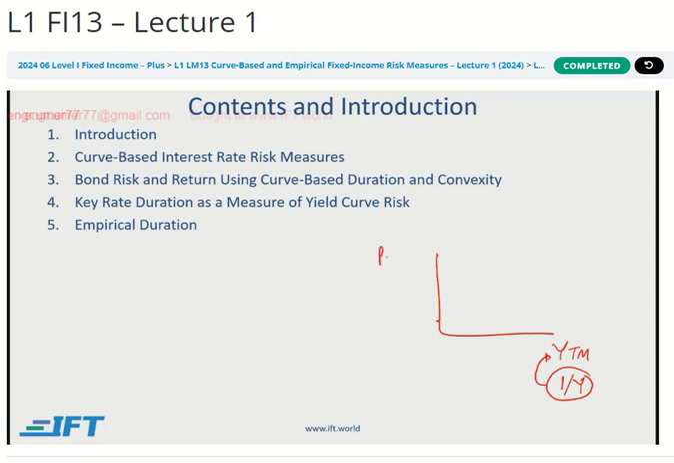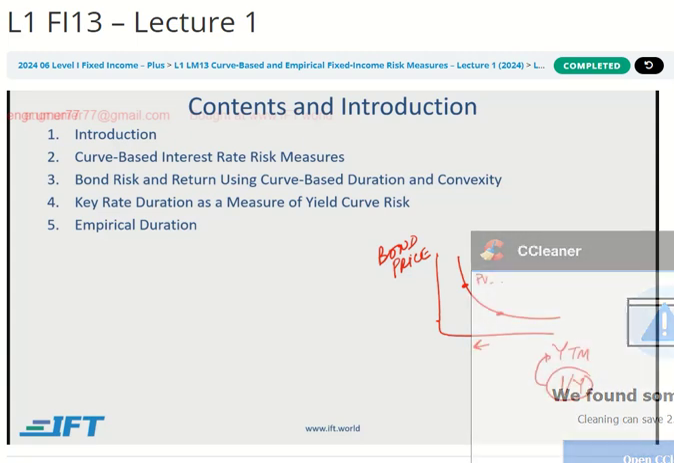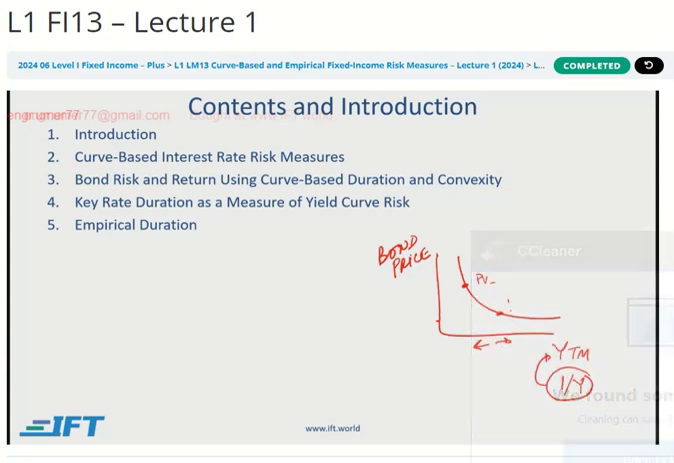And we look at the bond's price based on changes in the yield to maturity, and we take a PV minus and a PV plus, right? So if interest rate goes down, what happens to the price? If interest rate goes up, what happens to the price? And based on that, we calculate your duration and convexity.